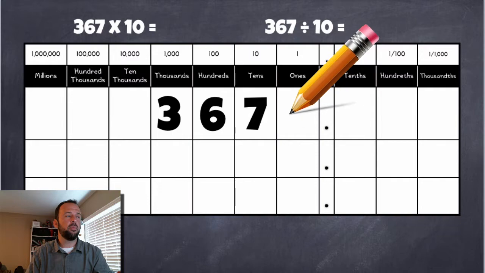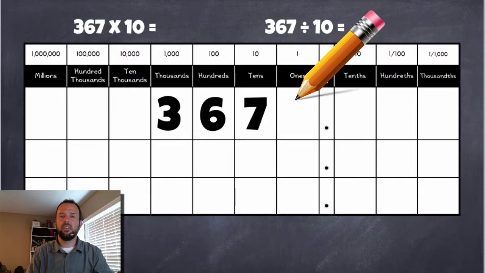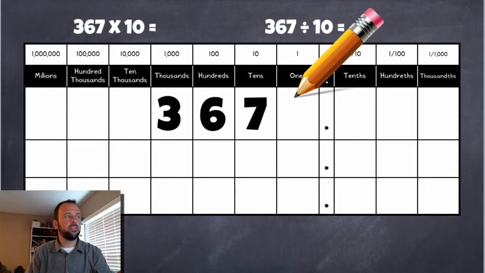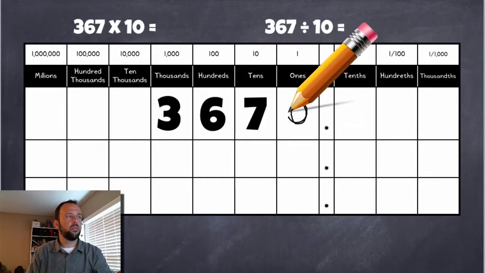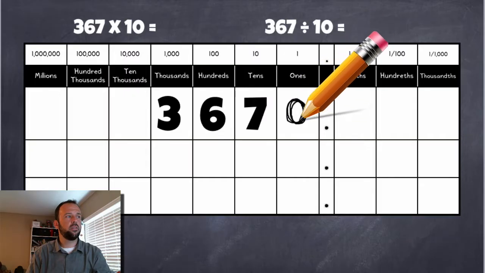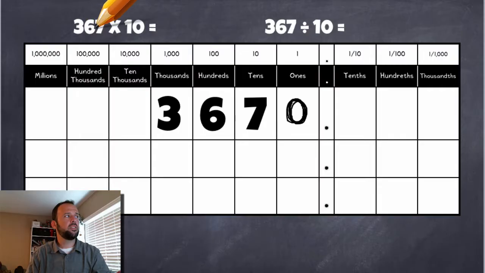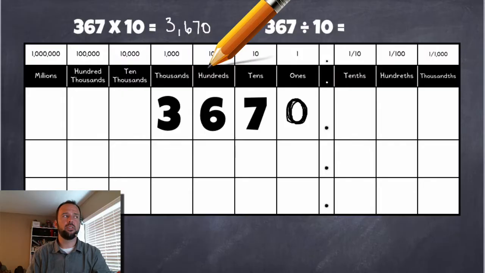One thing I have to keep in mind is I have to fill in this spot here. I can't just leave it empty. So what we're going to do is put a zero in there. I know it's kind of squiggly, but you get the idea. There's my 0. So when I take 367 and multiply it by 10, the new number that I get is 3,670. That's the new number. That's when we increase it by 10.